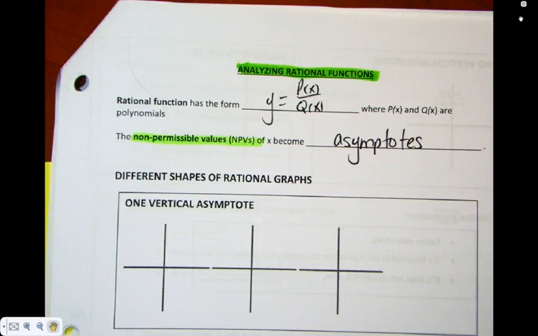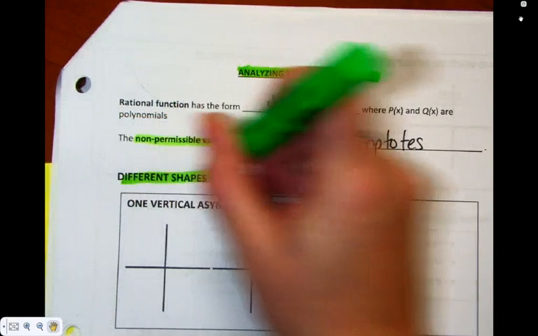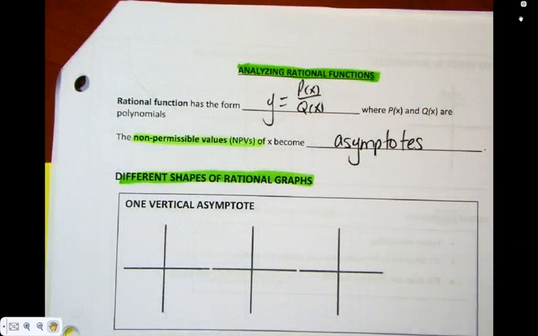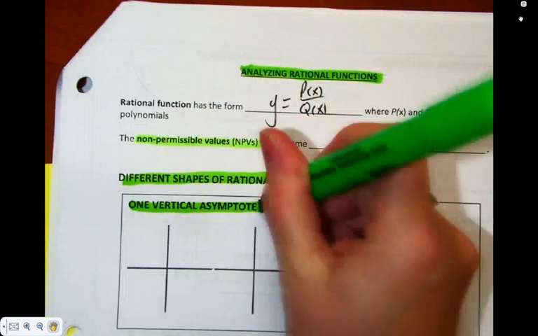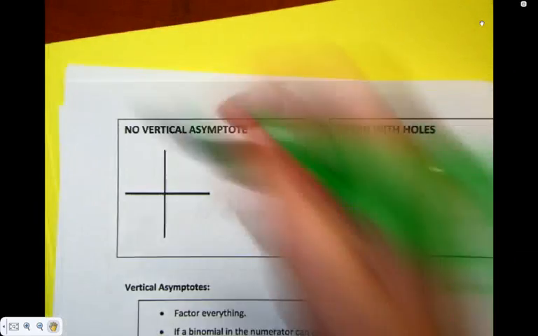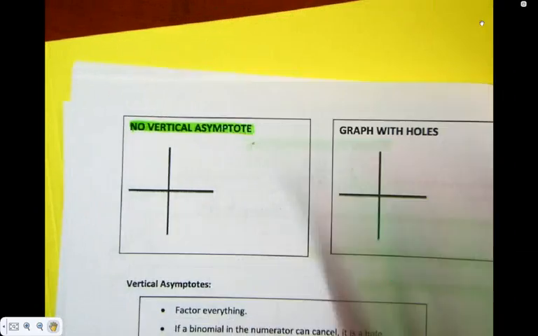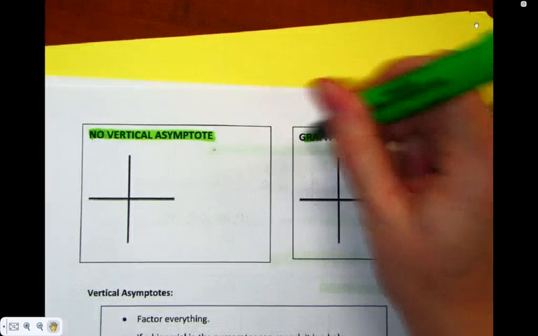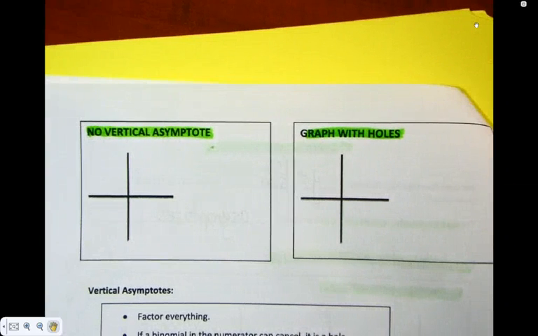So we're going to look at the different shapes of rational graphs. Again, some of these you saw last year, some are new this year. We're going to look at what they look like if they have one vertical asymptote, what they look like if they have two vertical asymptotes, and what they look like if they have no vertical asymptotes. And then we're going to add on this thing called graphs with holes. I know, it's totally crazy.